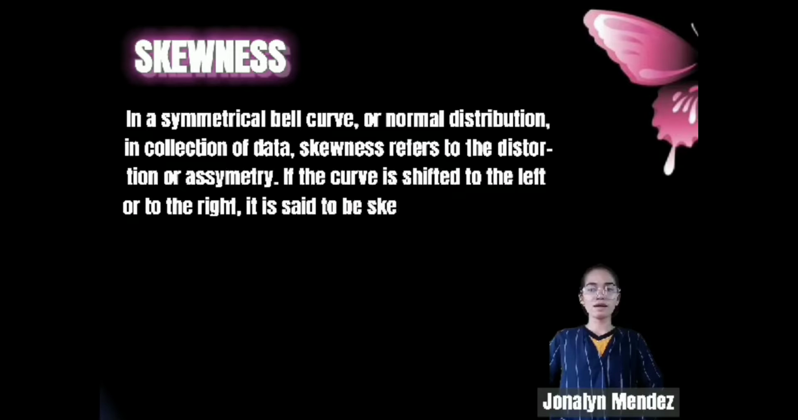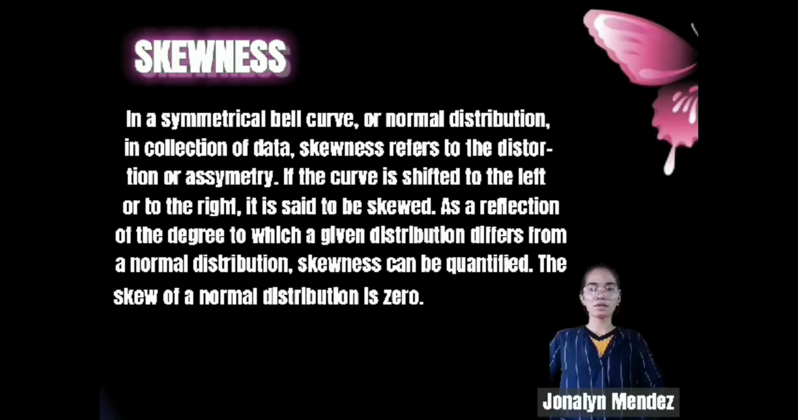My topic is all about skewness. In a numerical form, it is a normal distribution in a collection of data. Skewness refers to the distribution or asymmetry of the curve, shifted to the left or the right. It is said to be skewness. It is the reflection of the degree to which a given distribution differs from the normal distribution.